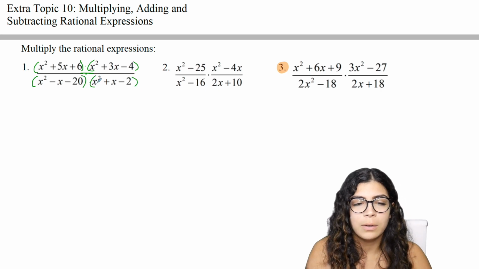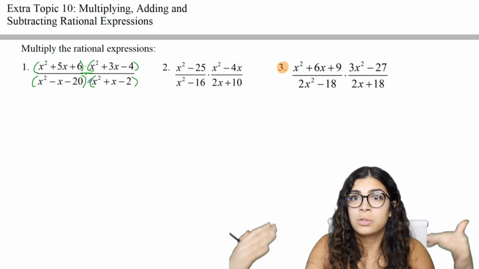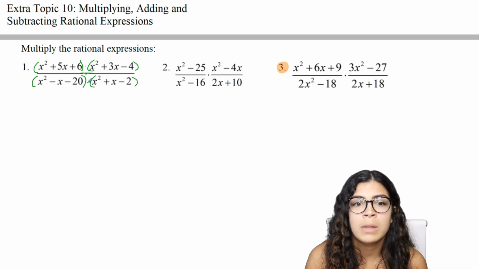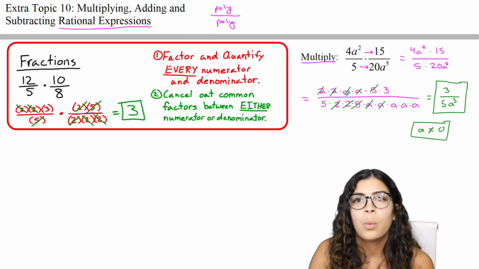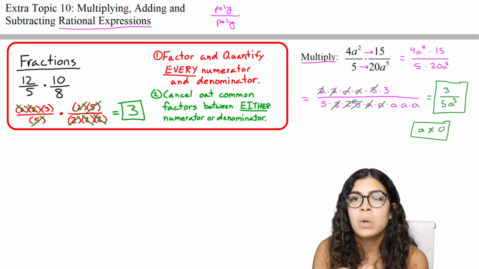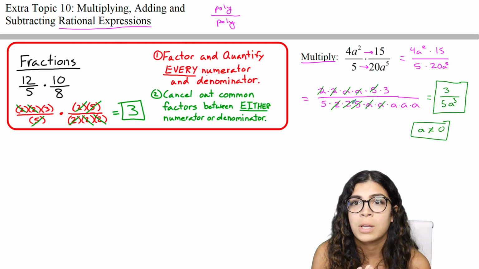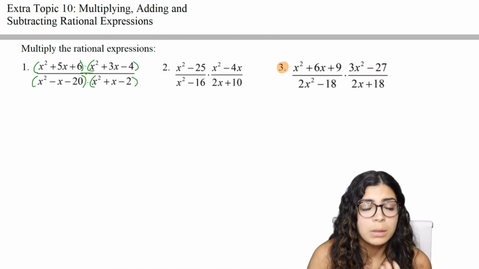Now, you might be thinking, oh, let's multiply this, let's go ahead and distribute things out. But that's actually the opposite of what we want to do. The easiest way to do this is going to be by factoring first. So same idea like we did over here, we're going to simplify and multiply these two together by actually factoring and canceling out any common factors that are in the numerator and denominator. So let's go ahead and do that.